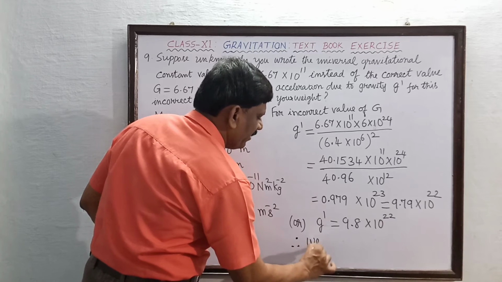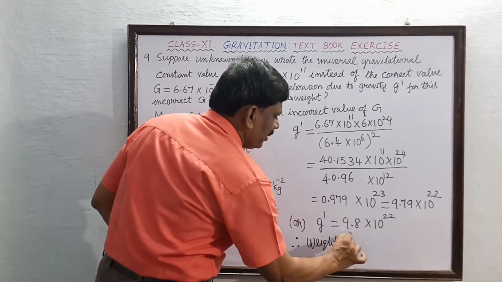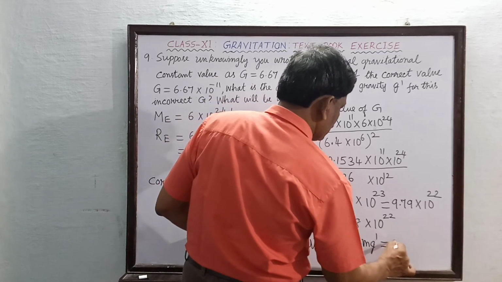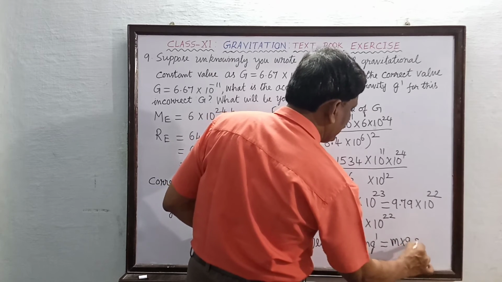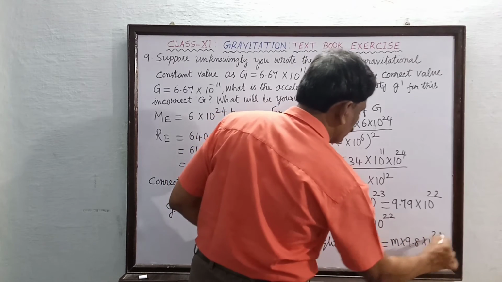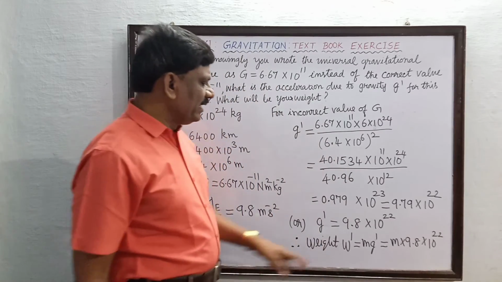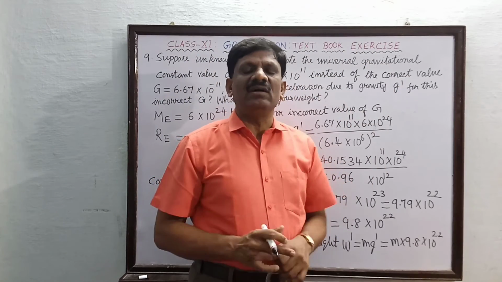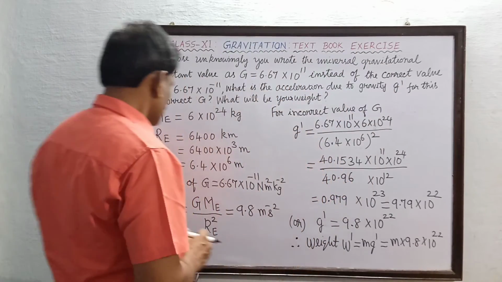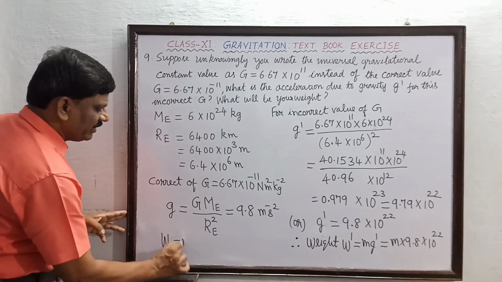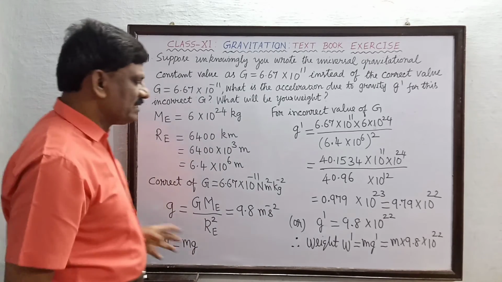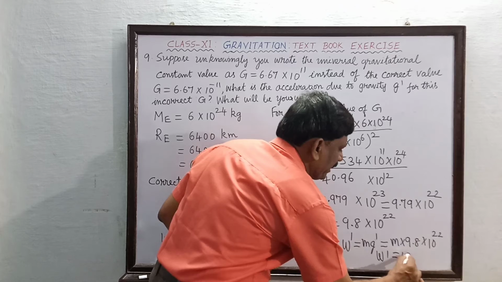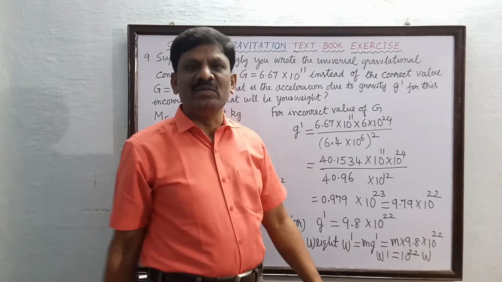Therefore, weight W dash is equal to M into G dash. So this is M into 9.8 into 10 to the power of 22. So we find that W dash is 10 power 22 times greater than the weight on the earth. Understand? So here in the first case, W is equal to M into G, whereas here this is M into G into 10 power 22. Therefore, W dash is equal to 10 power 22 times W.